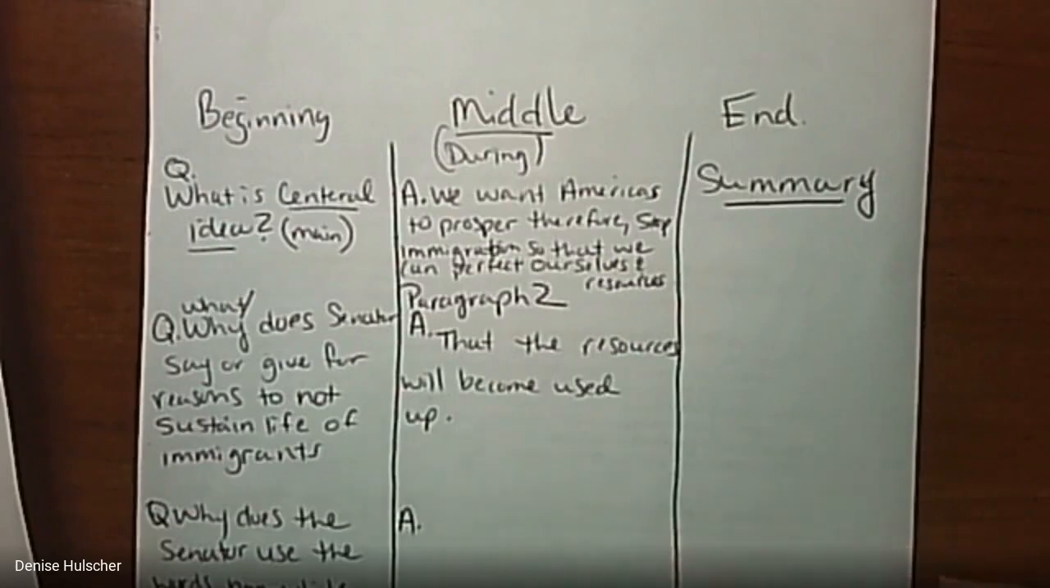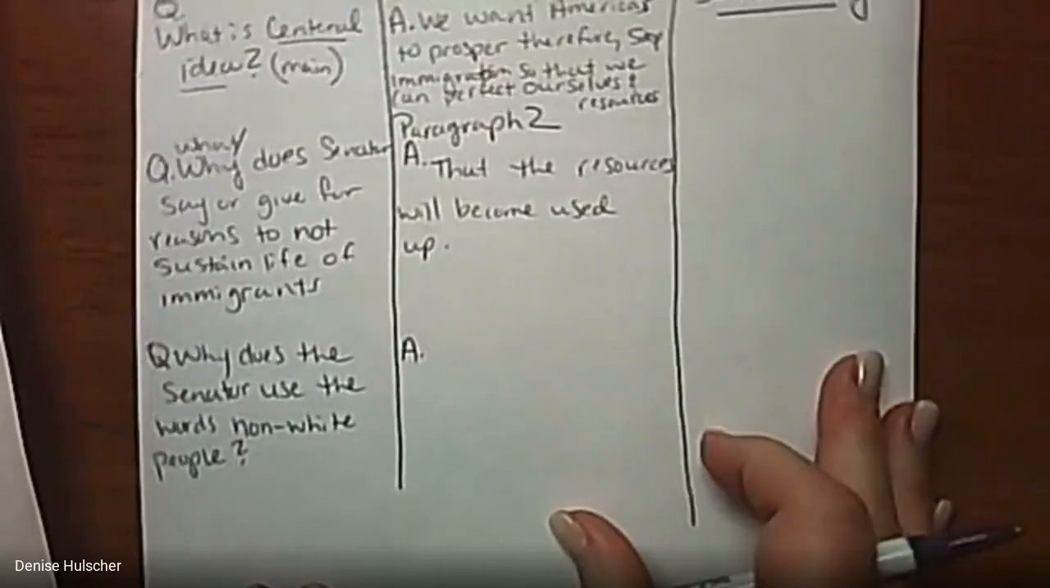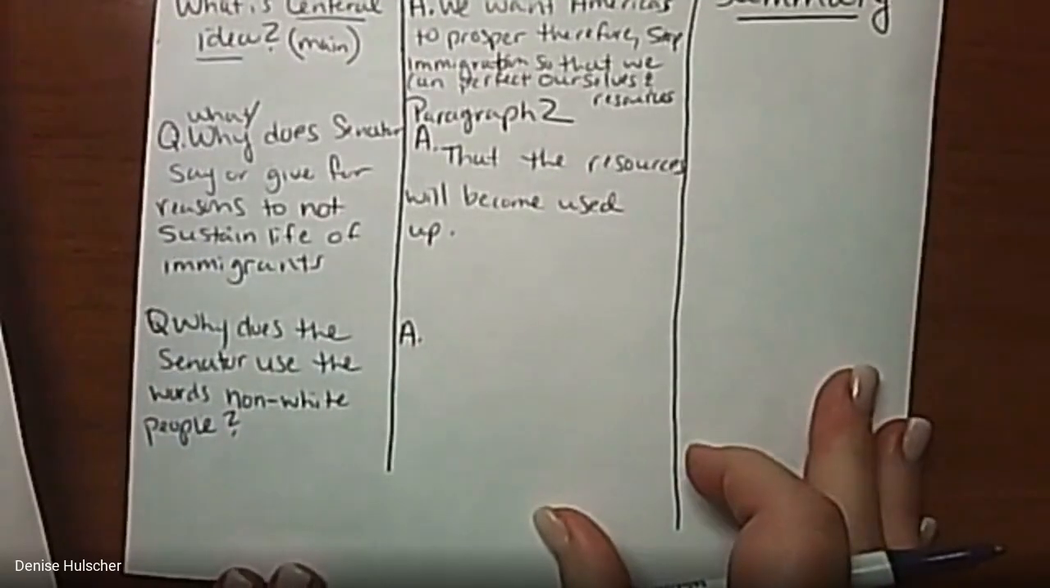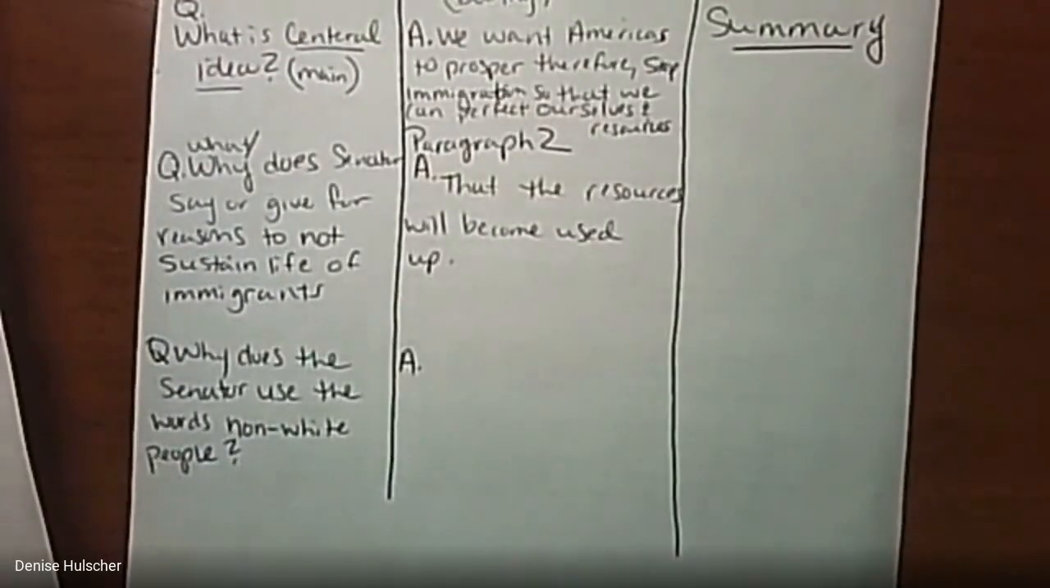Okay. Give me a minute to catch that up. All right, down at the bottom, why does the senator use the words non-white people? What is he referring to when he says that?